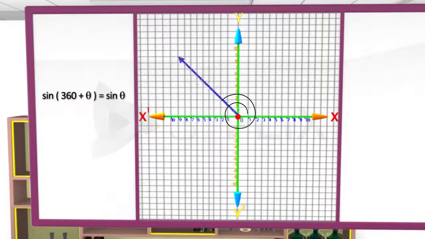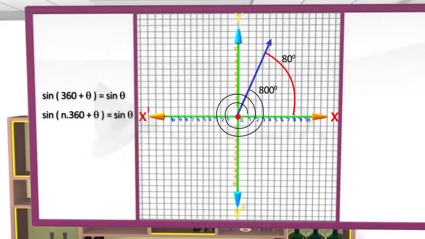If the rotating ray has made more than one rotation, say n number of rotations plus theta degrees, where theta is acute, it will stop in the first quadrant and will be in the form of n times 360 degrees plus theta. The same rule is applicable to all the angles in the form of sine of n times 360 plus theta.